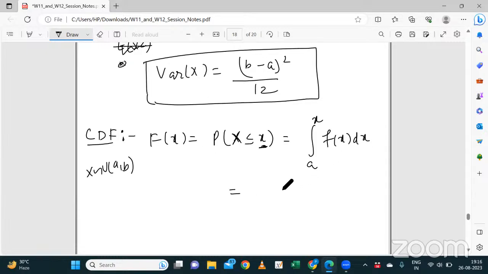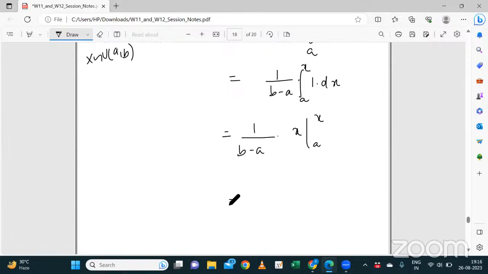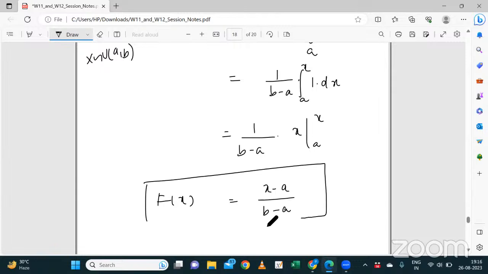If I solve, the 1 upon b minus a stays outside, and I integrate from a to x of 1 dx, which gives x minus a. So the result is x minus a divided by b minus a. This is the CDF of the uniform distribution. Keep it in mind, as it will help you solve questions without using the integration formula.